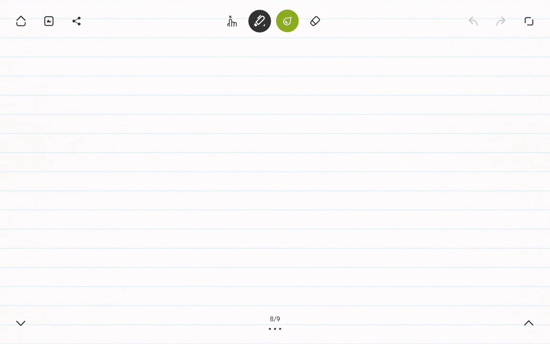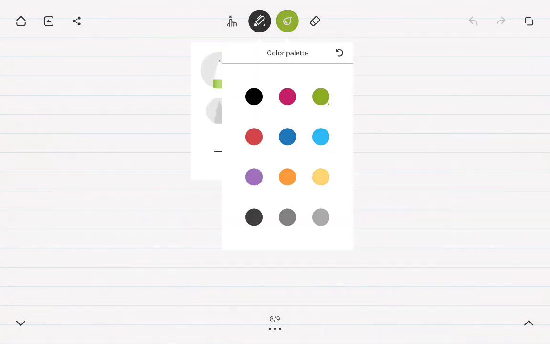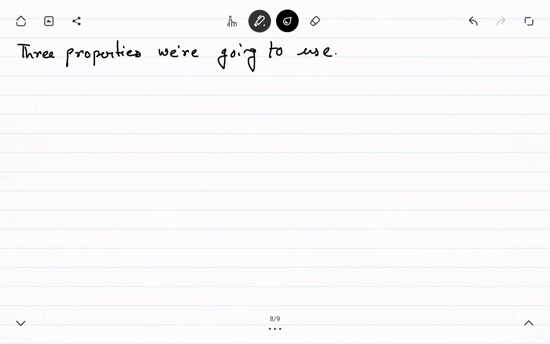We can prove the irrationality of e using the squeeze theorem. So we can use three tools, or three properties of limits, to prove that e is irrational. So what are the three properties I will use? The three properties we are going to use are these.